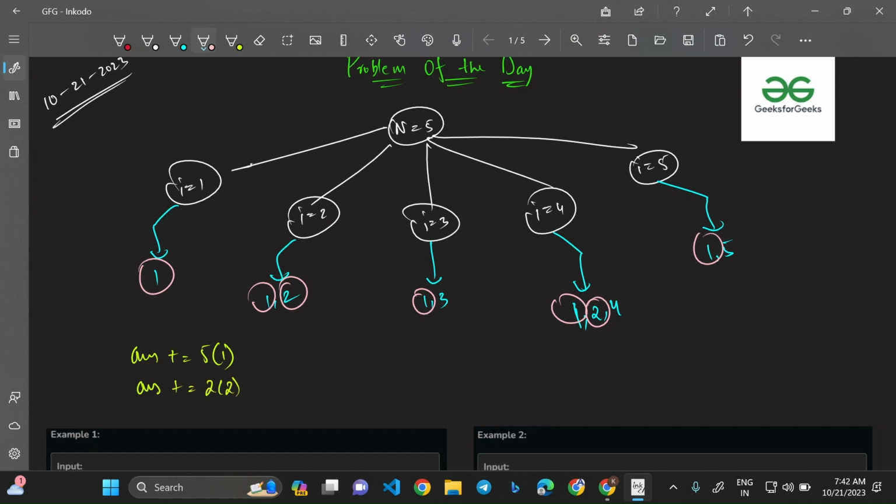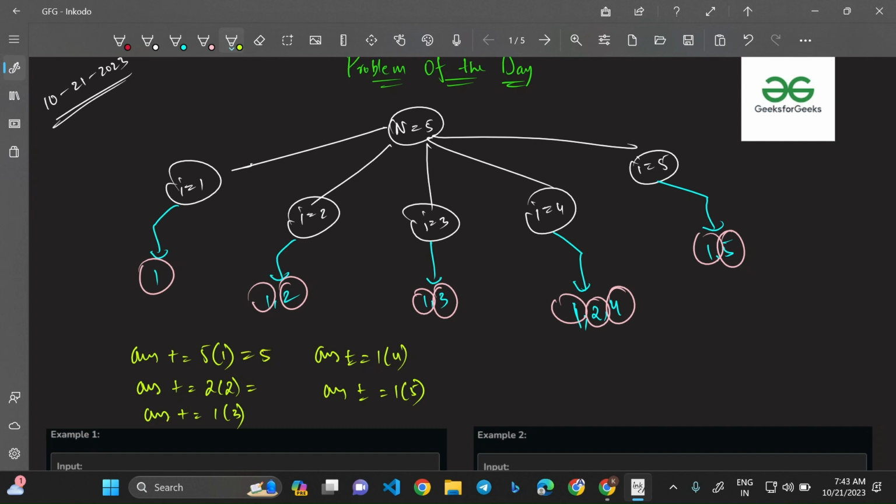And now coming to threes, how many threes are there? There is only one three. So answer plus equals one times three. All right. And now coming to four, how many fours are there? Just one four. So answer plus equals one times four. And then finally, how many fives are there? Just one five. So answer plus equals one times five. That's it. So what is the final answer?